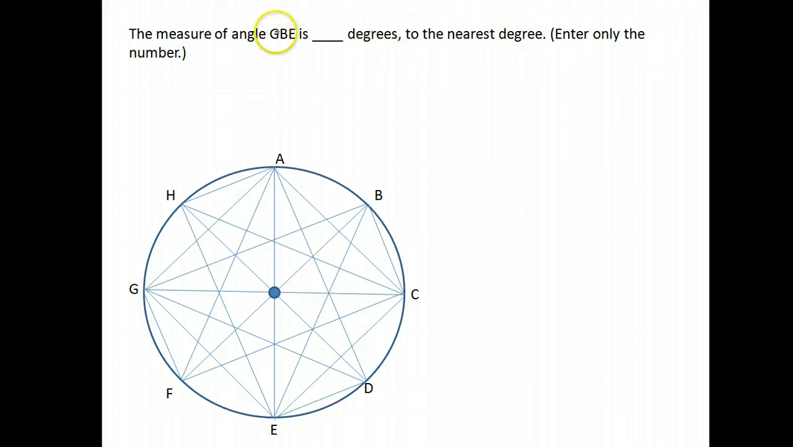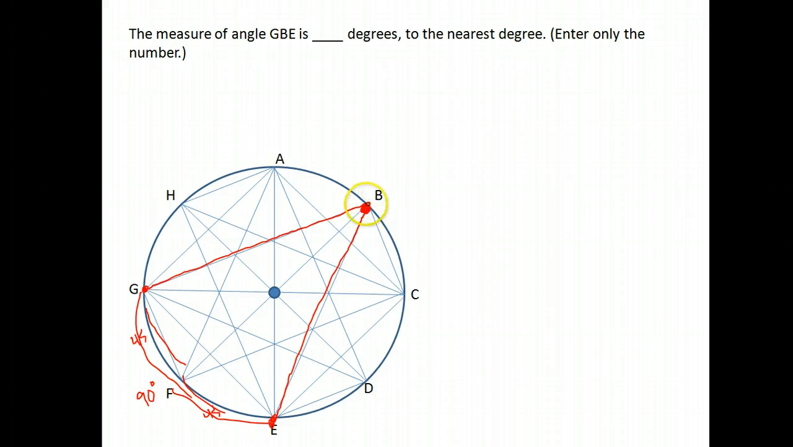Again, same figure. This time we want the measure of angle GBE. Yours has, I think, more points on it, so don't just use the number that I have, but use the same process that I'm using. Find out how much each section of the circle would be, and then use it to answer these questions. So this angle right here at B, we notice that it has 2 sections of the circle. So 45 and 45 more. That means this arc is 90 degrees.